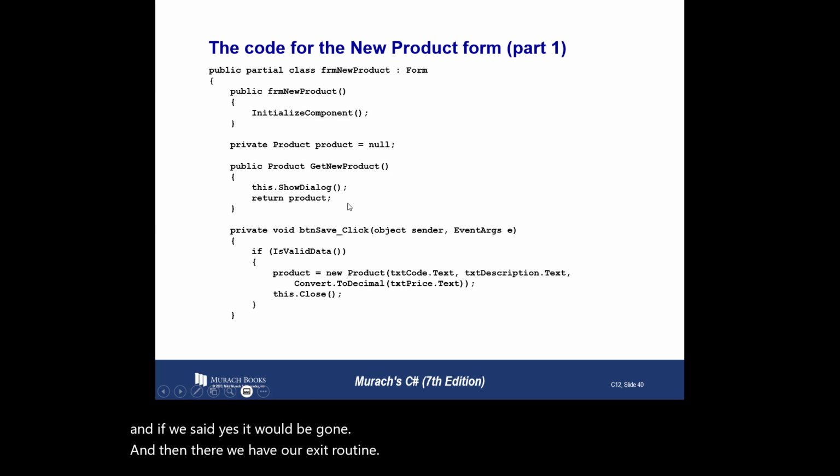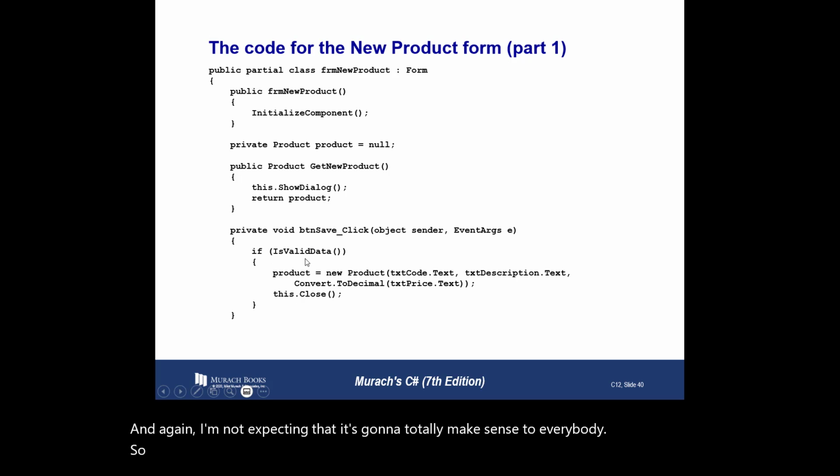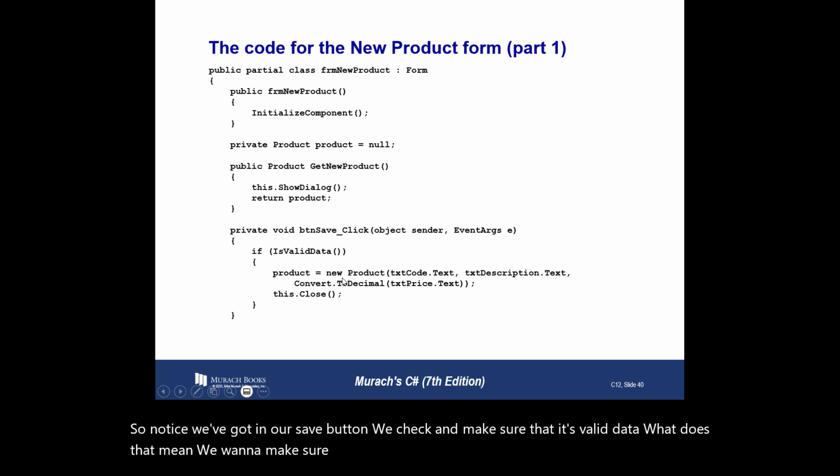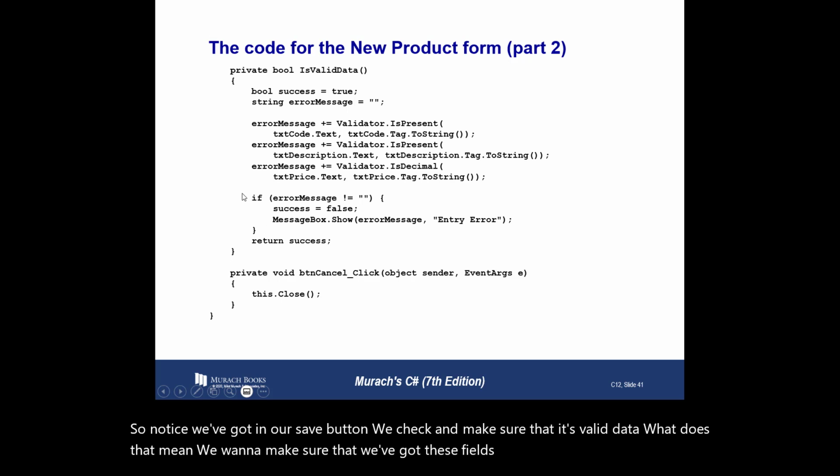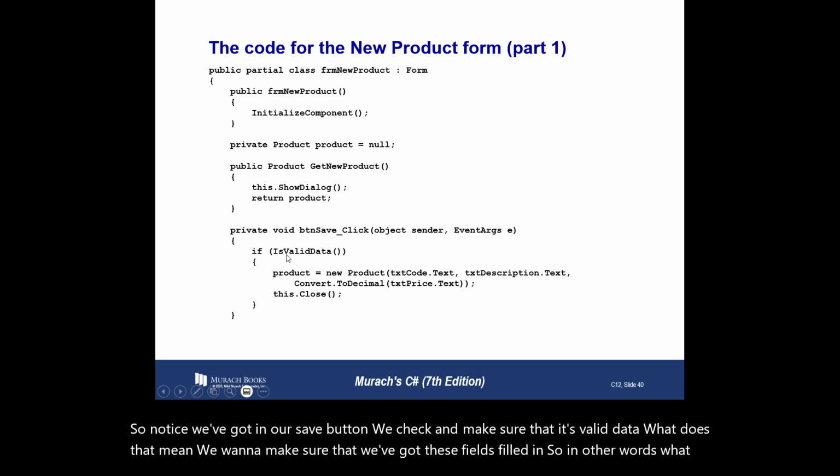So this is the code for a new product. And again, I'm not expecting that it's going to totally make sense to everybody. All right. So notice in our save button, we check and make sure that it's valid data. What does that mean? We want to make sure that we've got these fields filled in. So in other words, what does is valid data do?